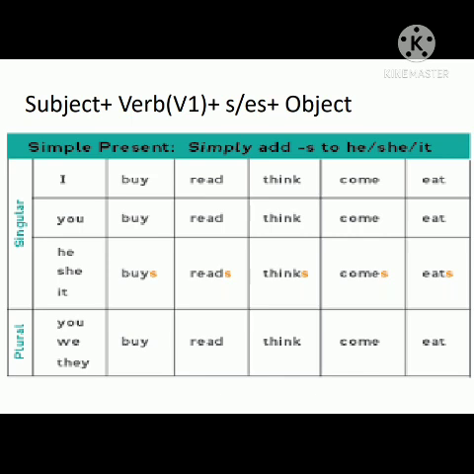So this is the simple chart. You can learn easily with this formula. Subject, what is subject? The naming part, the noun. Verb, what is verb? The action word. It should be in the first form of the verb. Then add s or es to the verb. When should we add s or es? If it is a singular noun, he, she, it, that time only we have to add s or es to the verb. Again, first form of verb, then object.